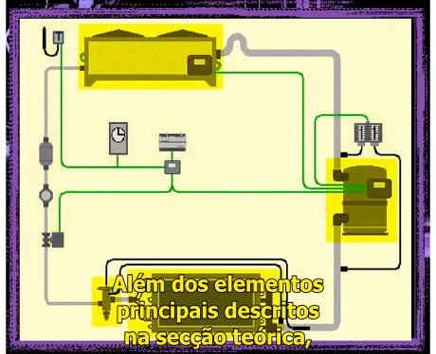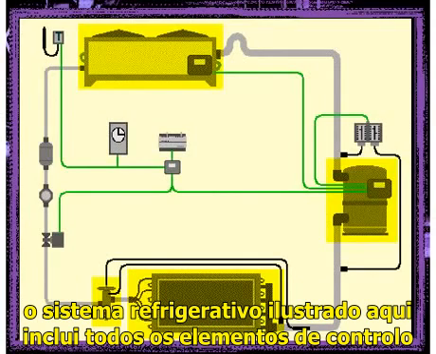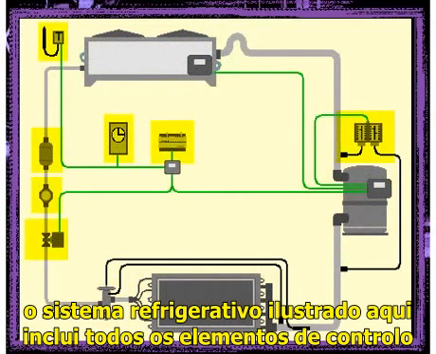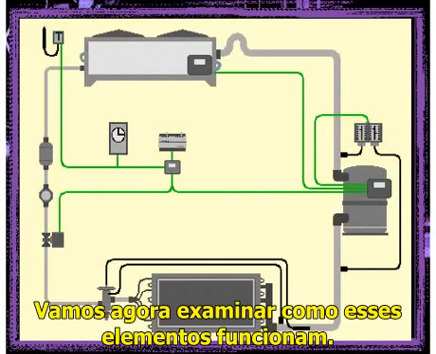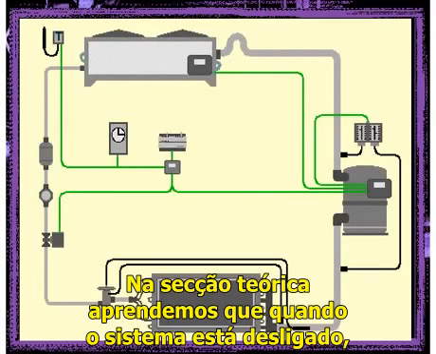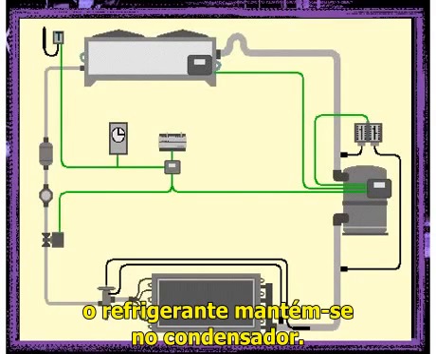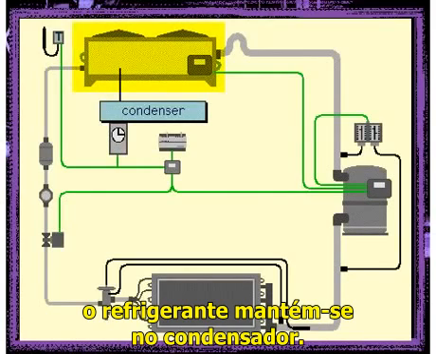In addition to the main components described in the theory section, the refrigeration system illustrated here includes all the control devices needed for normal operation. We will now examine how these devices operate. In the theory section, we learned that when the system is off, the refrigerant is waiting in the condenser.